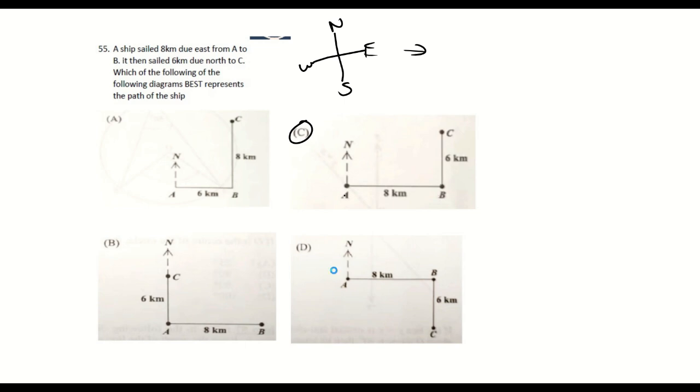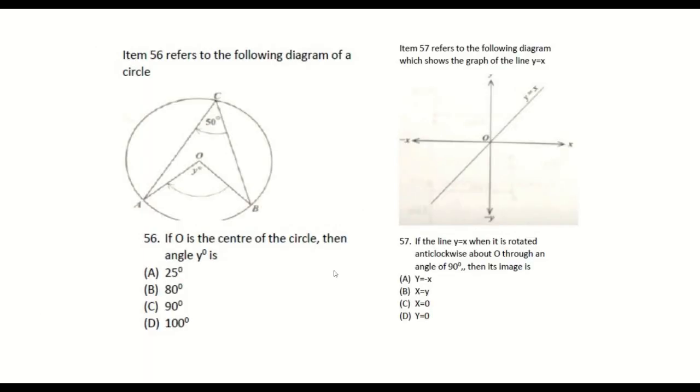Right, let's look at this one now. Item 56 refers to the following diagram. We know that y would be twice the size of 50, so this is 100. D is equal to 100.